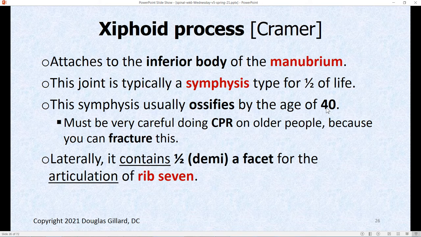The xiphoid we've talked about, it's also a symphysis-type joint for about half of your life. Let's say you live to 80. But by the age of 40, it turns to bone, and so it's no longer a symphysis joint. It's fused. It's part of the body. And so if you do CPR and you slip off too low, you can snap that thing right off, and you're going to get sued for sure on that.